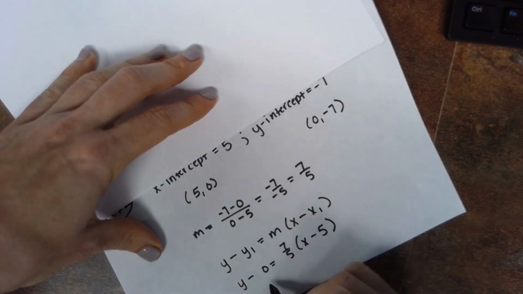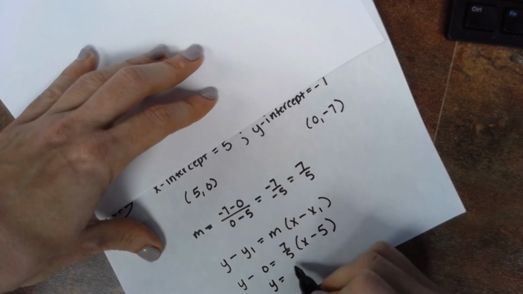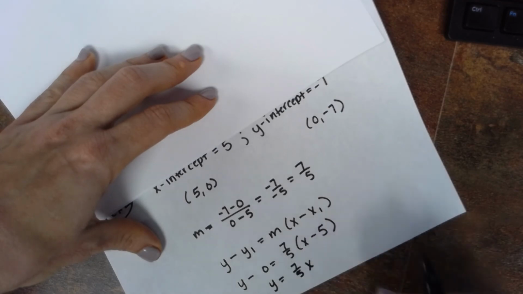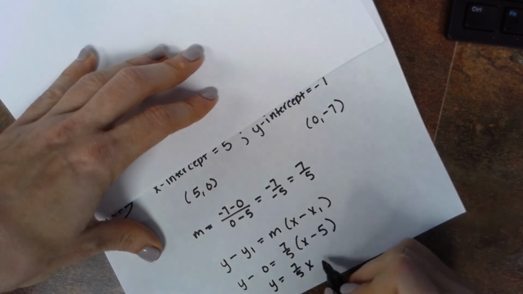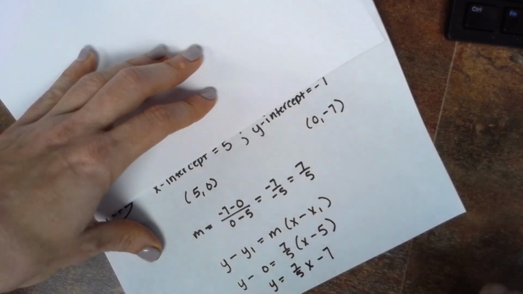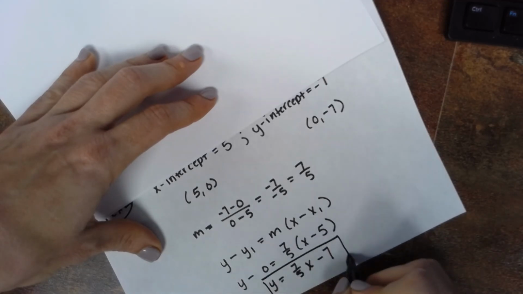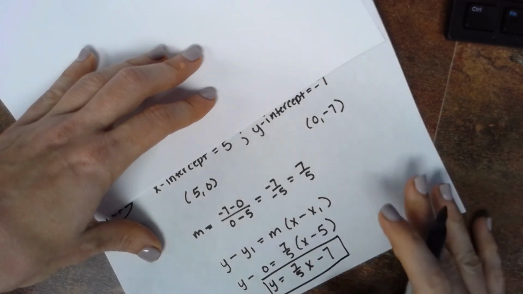Alright, so I want to work on simplifying. So y minus 0 is of course y. 7/5 times x is 7/5 x. And we know that 7/5 times 5, the 5's would cancel, and I would have negative 7. Or you could use the calculator if you prefer. And there is my equation in slope-intercept form.